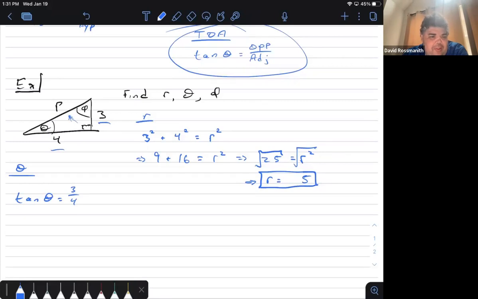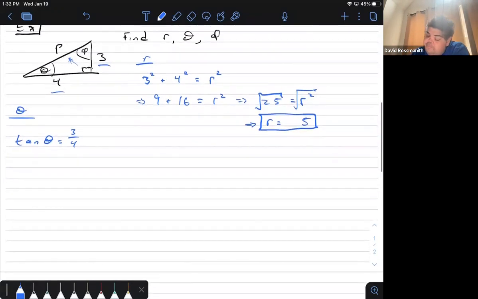Perfect. Now all I have to do is calculate theta. The problem is, what the heck? I don't want tangent of theta. If I calculate 3 over 4, that's not the answer. That's tangent of theta. What I want is theta. So how do I get rid of this tangent? Well, it turns out that to get rid of the tangent, it's the same as this other thing.